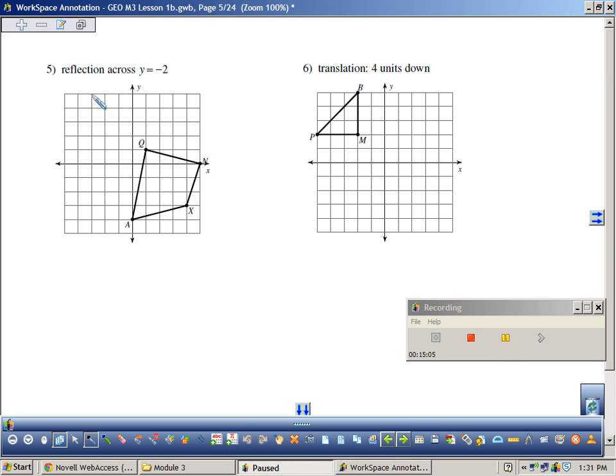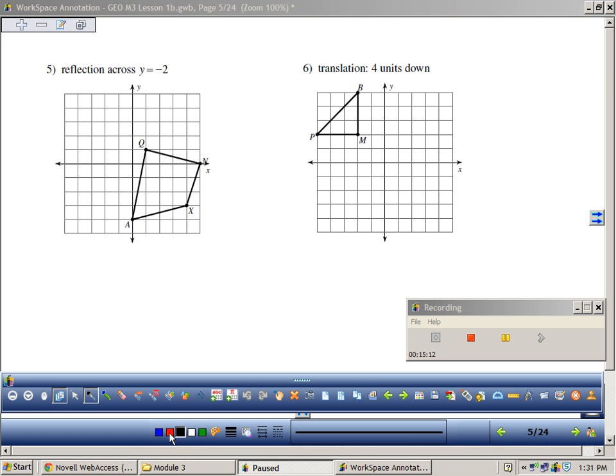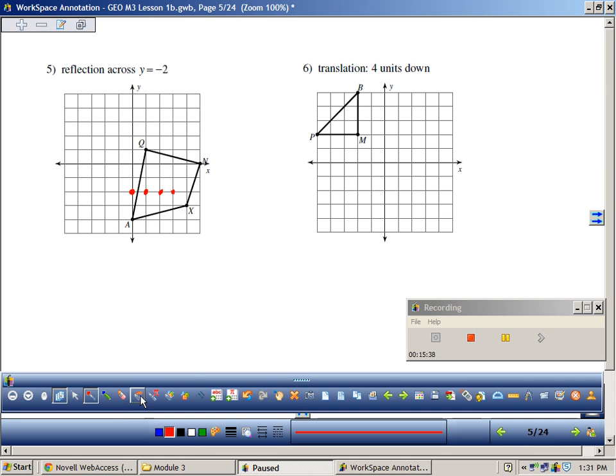Let's look at this one. Reflection across y equals -2. Where is -2 on the y-axis? Where would I go? Tell me where to move. Down. If I move down to, what's this coordinate? 0, -2. What's this coordinate? 1, -2. What's this coordinate? 2, -2. What's this coordinate? What's y always? -2.